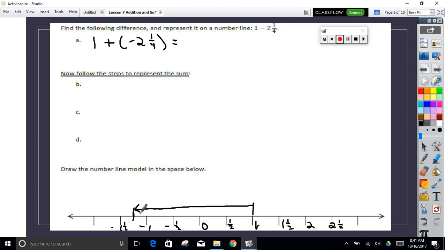So 1 minus 2 gives me -1. When I take away another 4th, I'm still going to the left. So I want to end up with a number that is more negative than the previous number. So the answer would be -1 and 1/4.